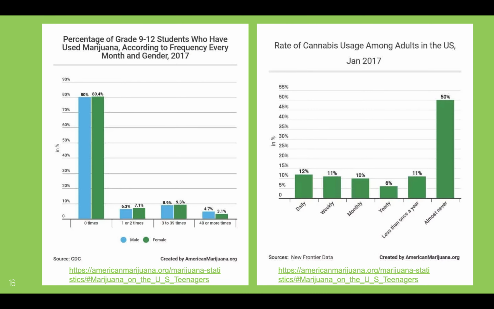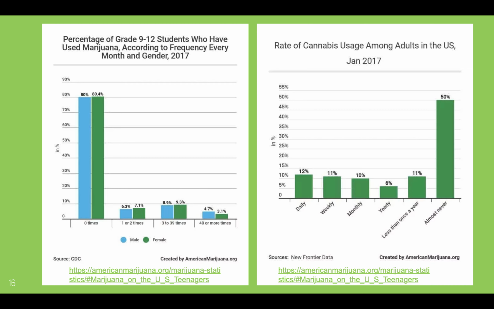These are two graphs that show the frequency of use and the rate of cannabis use among adults and among high school students. The left graph shows the percentage of 9th through 12th graders who have used marijuana according to the frequency of every month and gender. The first one compares males and females between 0 times a month, 1 or 2 times a month, 3 to 39 times a month, or 40 times or more.